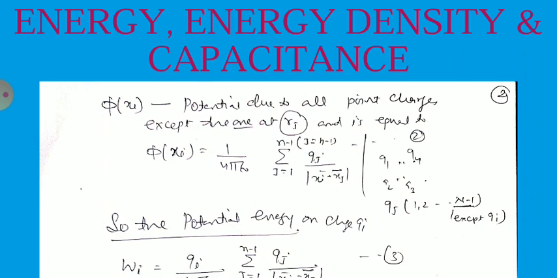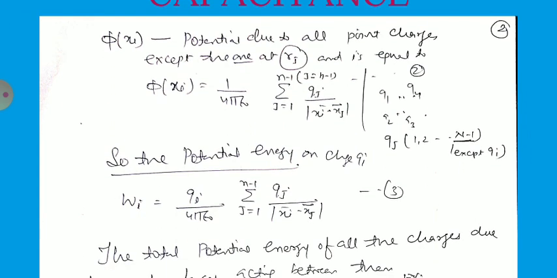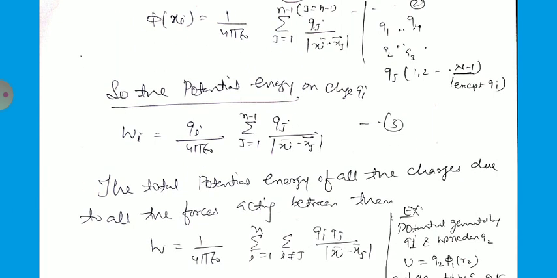Why do we consider n minus 1? Because one charge is at the ith position. So we can write the sum of Qj divided by the modulus of x minus xj. Here Q1, Q2, up to Qn, that is Qj, are the charges except Qi. So the potential energy on the charge Qi is Wi equal to Qi by 4 pi epsilon naught, summation j equal to 1 to n minus 1, Qj divided by the modulus of x minus xj.